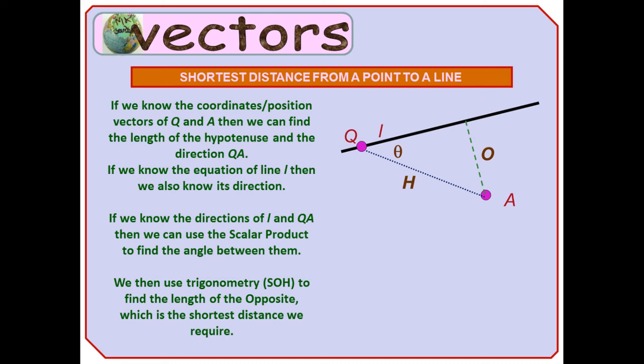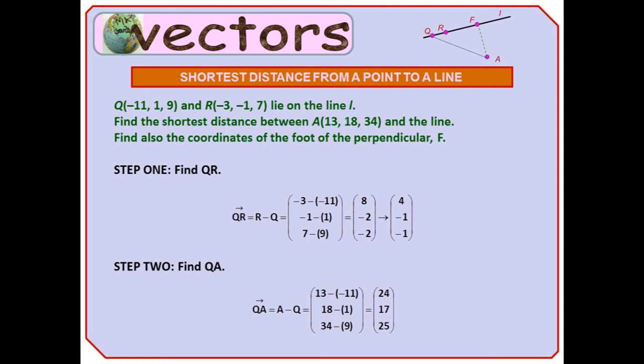If we know the equation of line L, then we also know its direction. And if we know the directions of L and QA, then we can use the scalar product to find the angle between them. We then use trigonometry in the form of sin x equals o over h to find the length of the opposite, which is the shortest distance we require. Here is our example. I've managed to squeeze 8 steps out of this process.